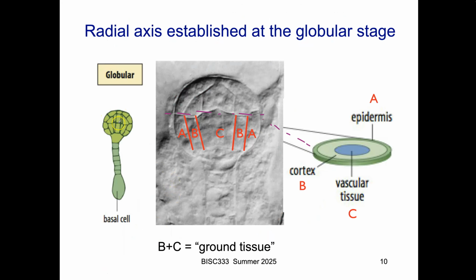Now the radial axis is established by the globular stage, and this is a schematic, and this is what it looks like under the microscope with the suspensor, the basal cell down here. If we were to take a slice through here and then turn it so that you are looking straight down on it, then you would see the vascular tissue, this bit here, and the cortex, which is this bit here, and these two together are referred to as the ground tissue. They're conductive tissue and supportive tissue, and then the epidermis is the layer on the outside. It's like the skin of the plant, if you like.